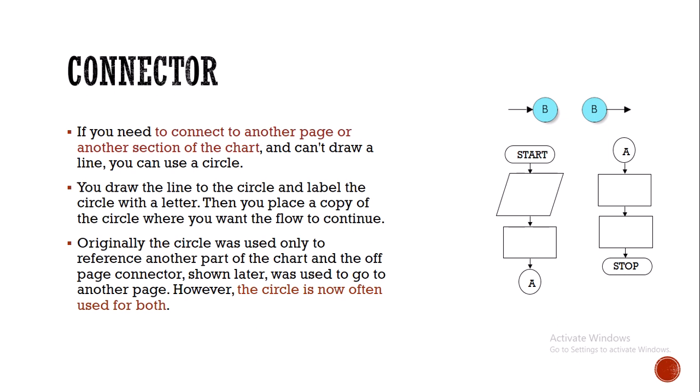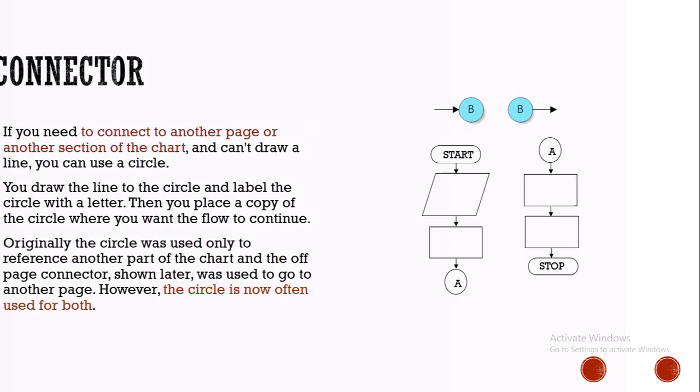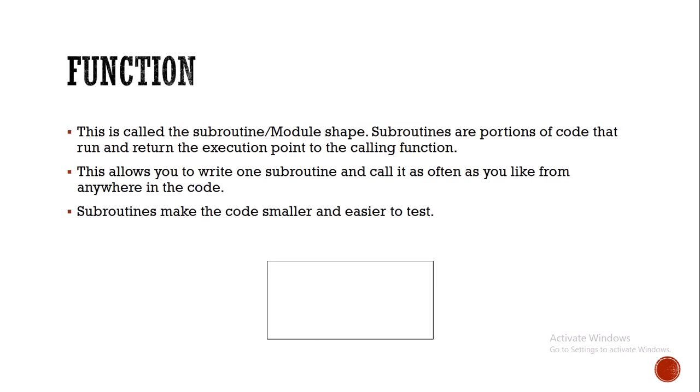Originally, the circle was used only to reference another part of the chart, and the off-page connector, shown on screen, was used to go to another page. However, the circle is now often used for both. The shape shown on the screen now is called the subroutine module shape.